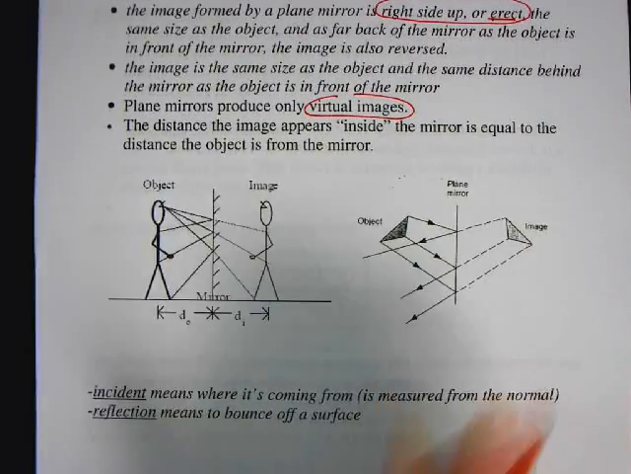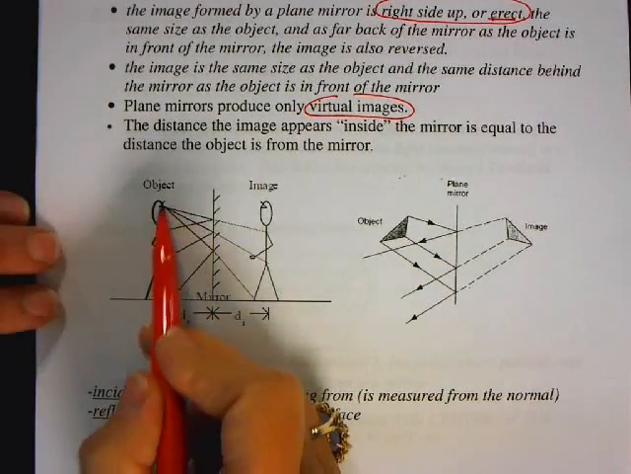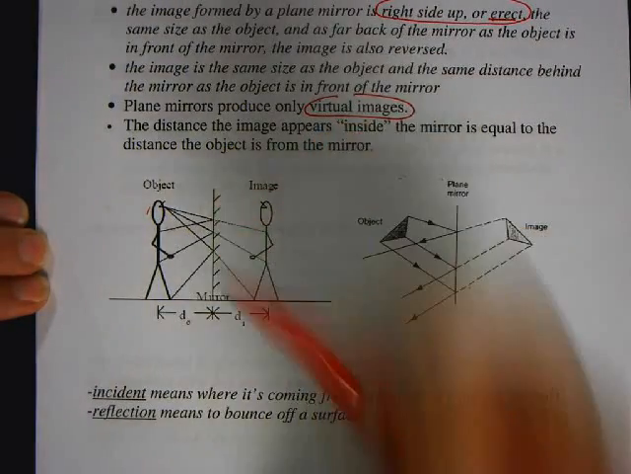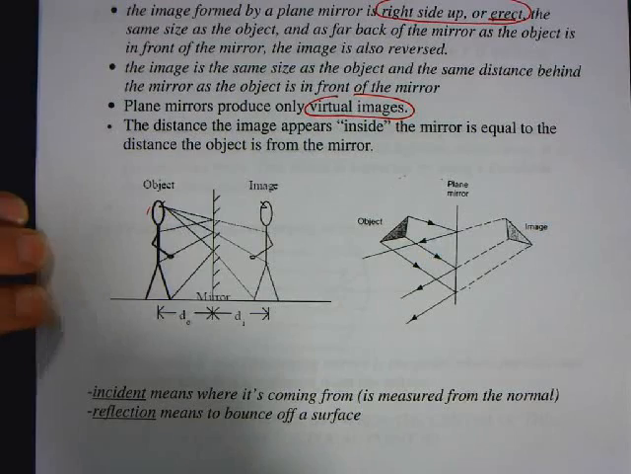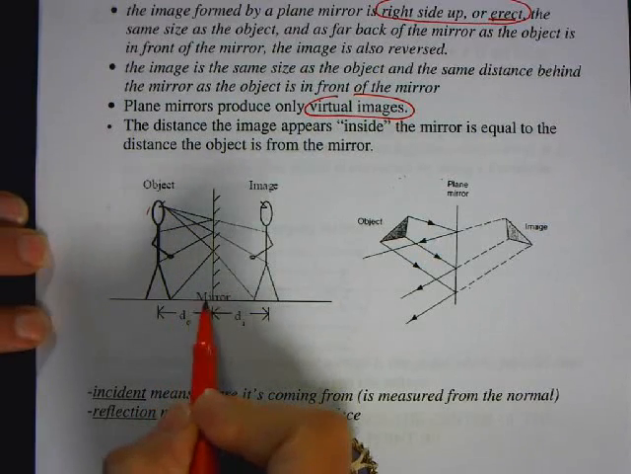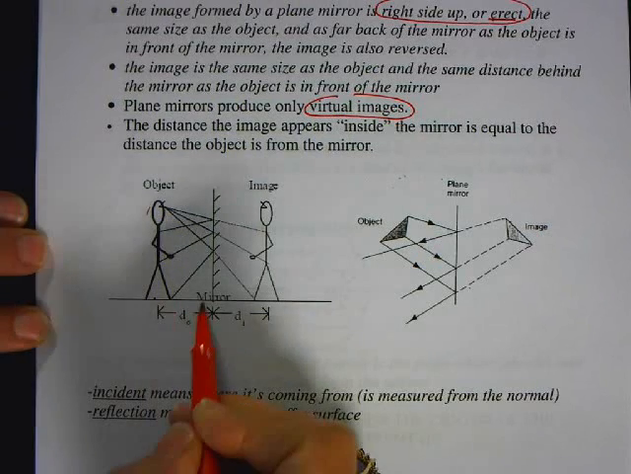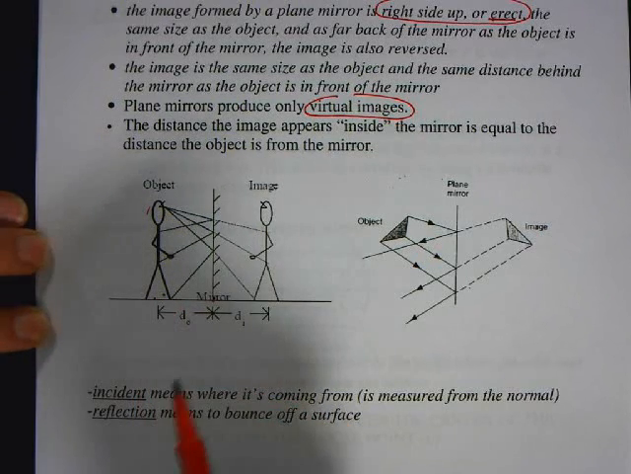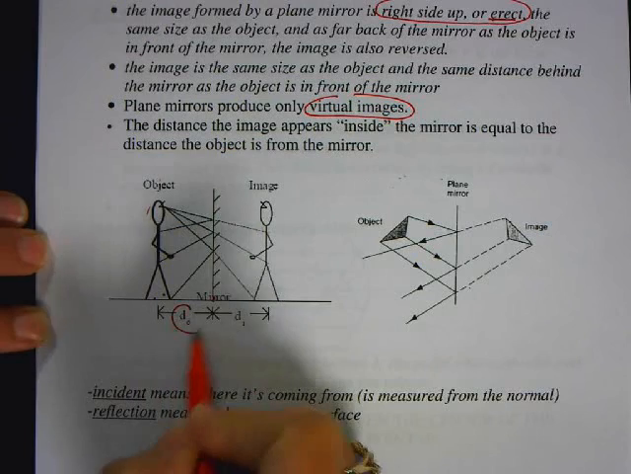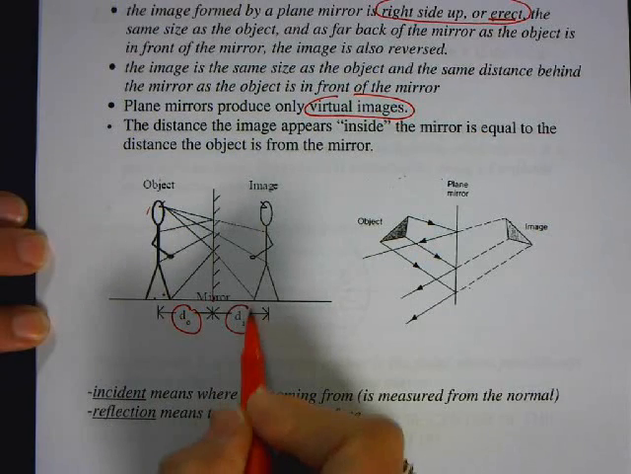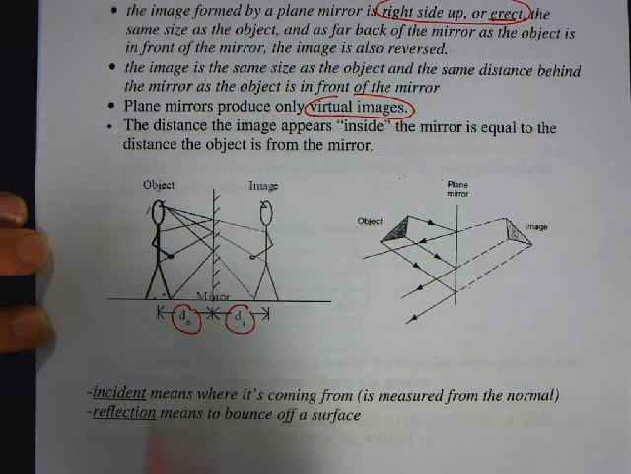Now here's a diagram. So here you are in the morning and you're getting ready for school and you're looking into this plane mirror. Now my frame of reference is, I'm going to say how far am I from the object. So my distance from the object, I call that DO for distance of object. And that makes sense, right? How far my image appears, I call that DI for distance of image.